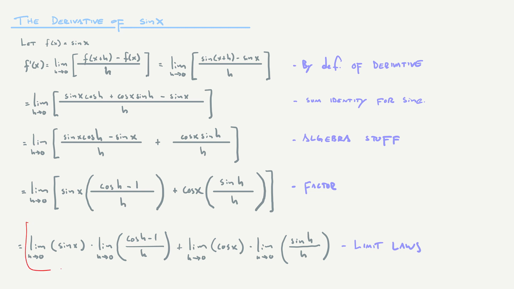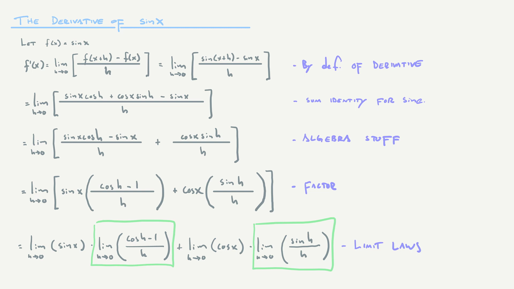I think these things are relatively fine for just direct substitution, but it's these things that we have to kind of worry about. What is the limit as h approaches 0 of the cosine of h minus 1 over h? And what is the limit as h approaches 0 of the sine of h over h? And this is where we're going to kind of cheat a little bit.